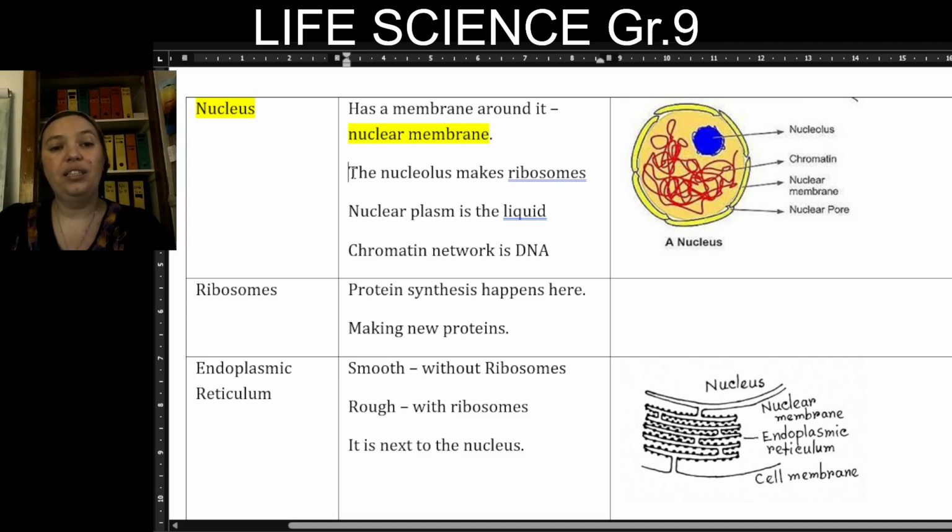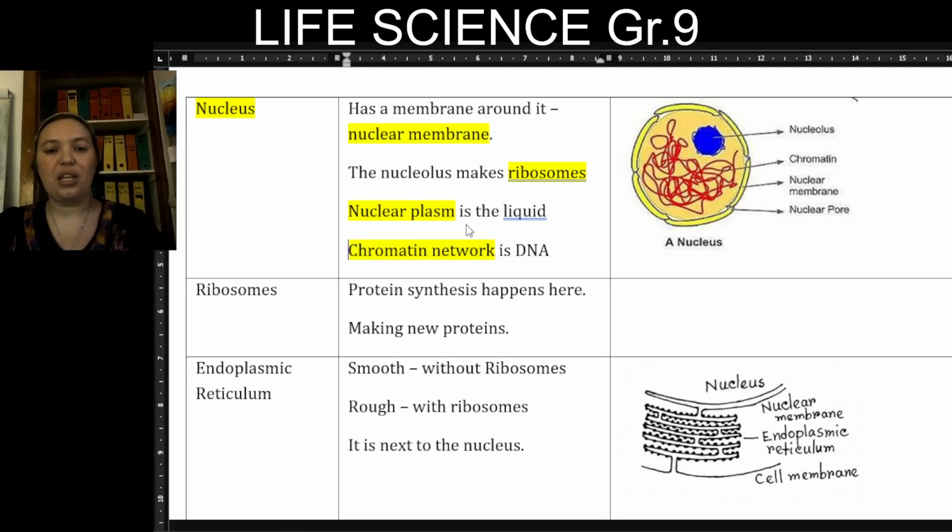So its function, and then we've got this tiny one, here on the sketch it's the blue one, the nucleolus. The nucleolus's job is to make ribosomes. The nucleoplasm is the liquid inside it, and then the chromatin network. That carries the chromosomes, which is DNA. So the chromatin network is like a whole bunch of DNA lying there.